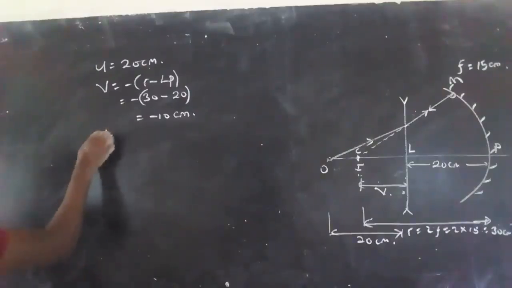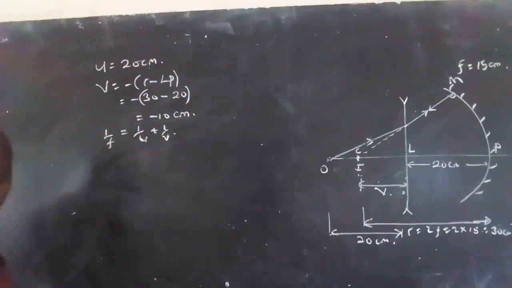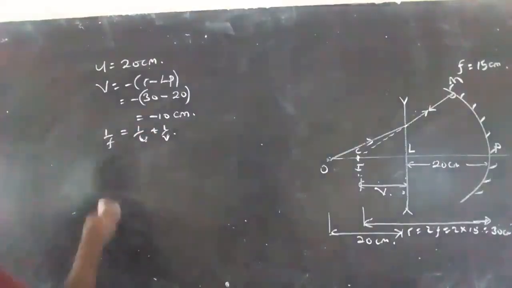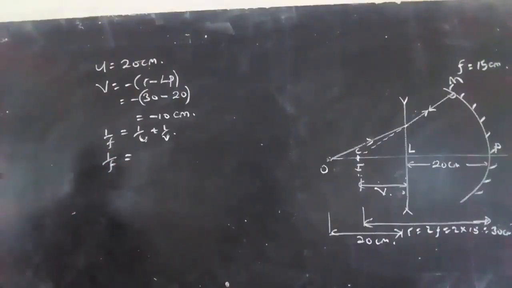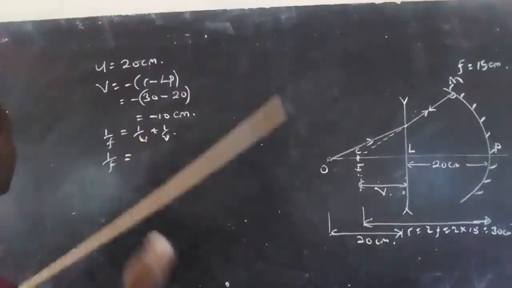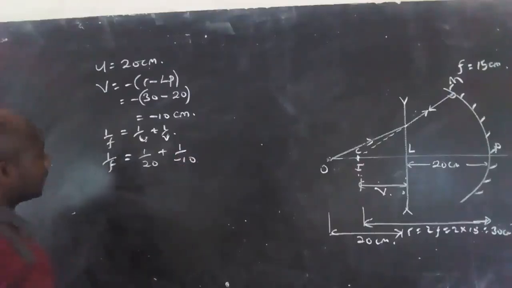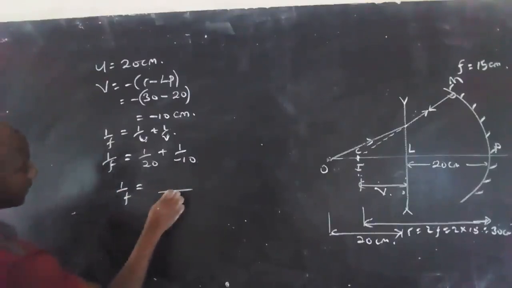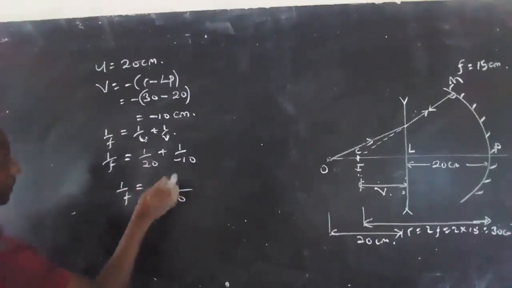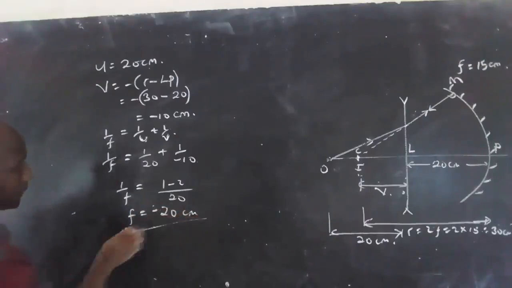Then we shall say 1 over F equals 1 over U plus 1 over V. So we shall have 1 over F equals 1 over U, our U is 20, plus 1 over negative 10. LCM is 20. This is 1 minus 2. So that means that our F will become negative 20 centimeters.